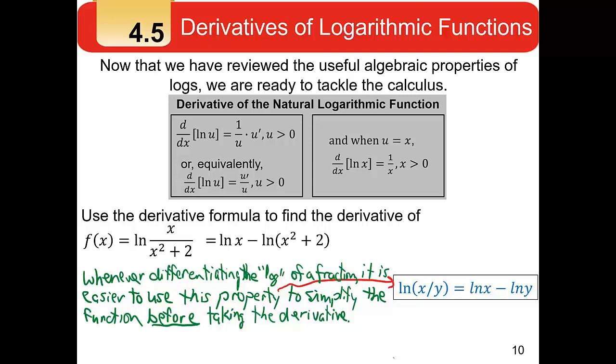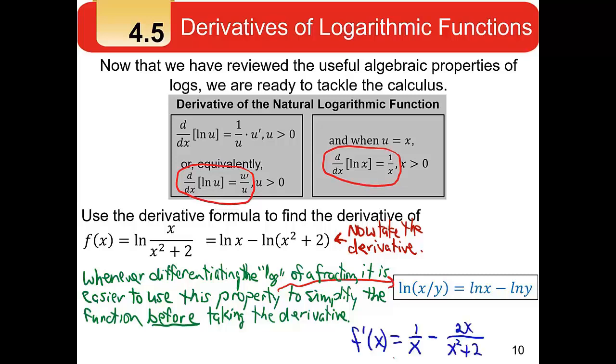And you can see that's going to make it much easier to find that derivative, because at this point, the first one is just natural log of x, and I know the derivative of natural log of x is 1 over x. And the second one, if you think of the x squared plus 2 as being the u and apply this formula right here, you end up with u prime over u. Well, u prime is 2x over u, which is x squared plus 2, so you get 1 over x minus 2x over the quantity x squared plus 2.